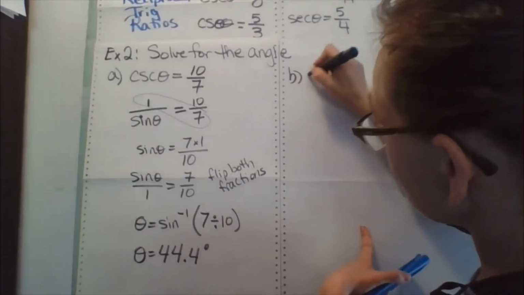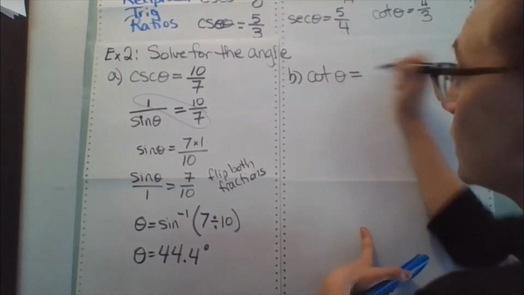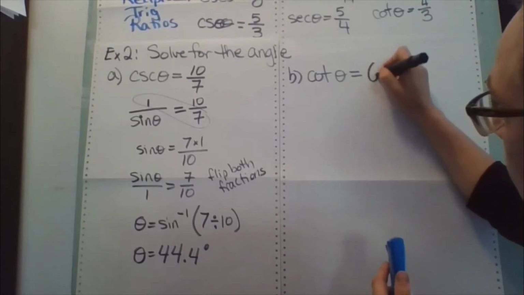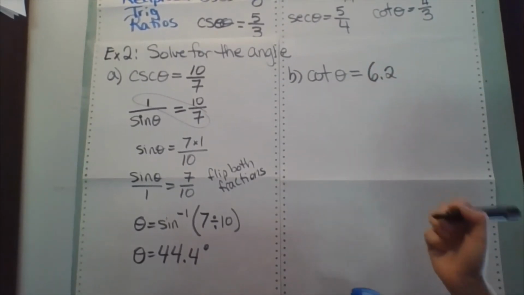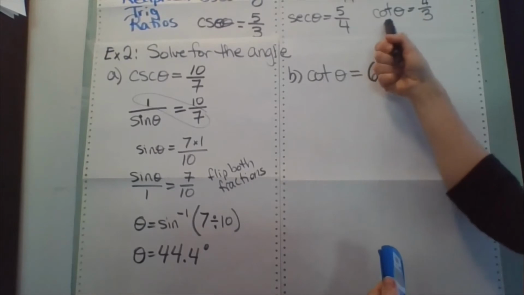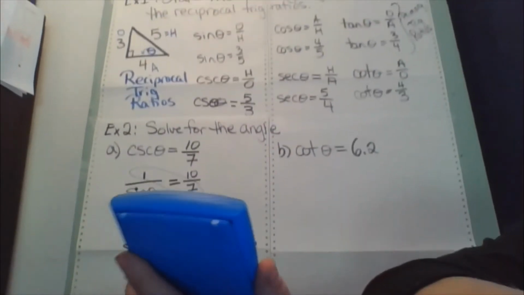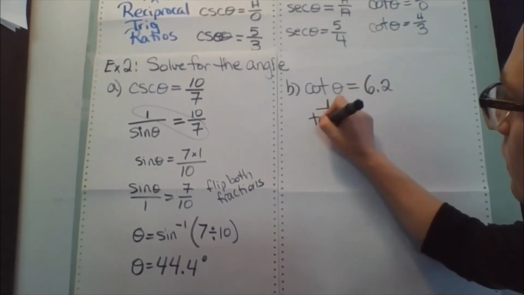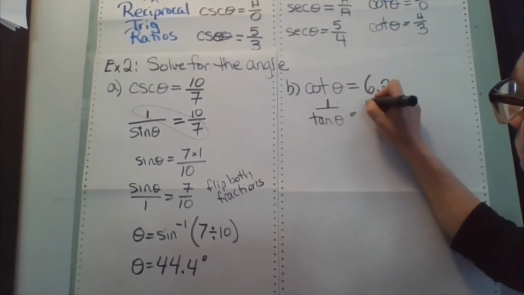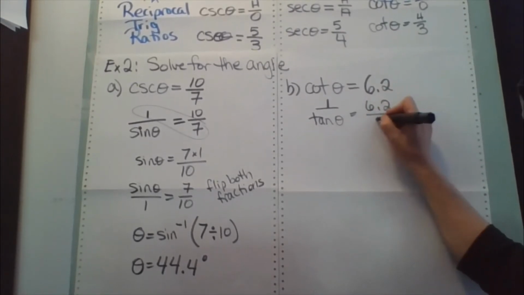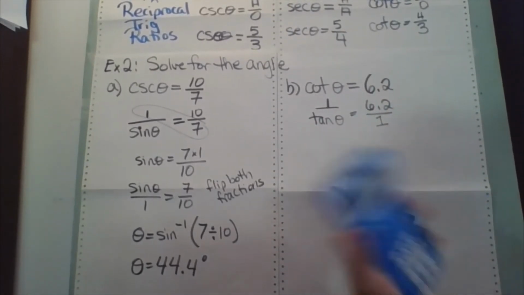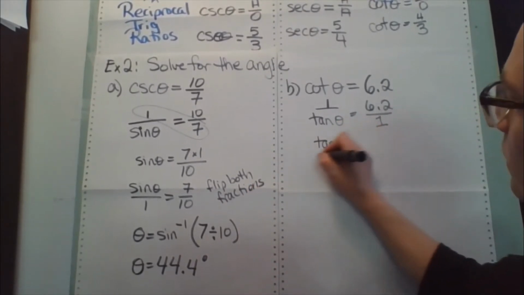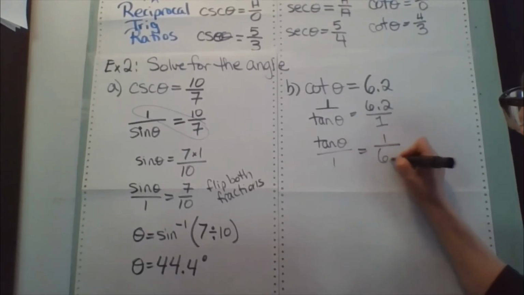So let's say this time I have cotangent theta equals, let's say, 6.2. Sure. So cotangent, that's the reciprocal of tan, right? So that means 1 over tan theta is equal to 6.2, and I'm just going to put that over top of 1 to make my life easy. Flip both fractions, right? So that tells you that tan theta equals 1 over 6.2.